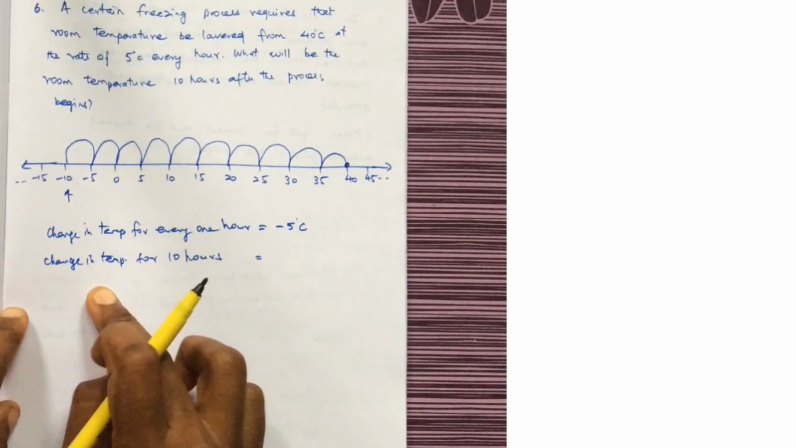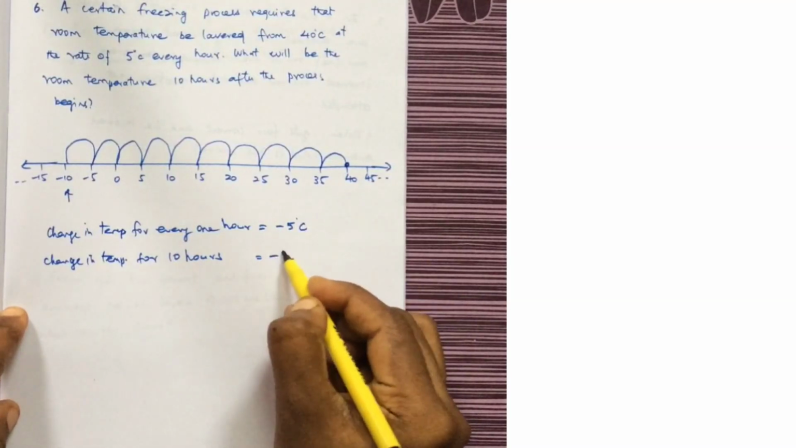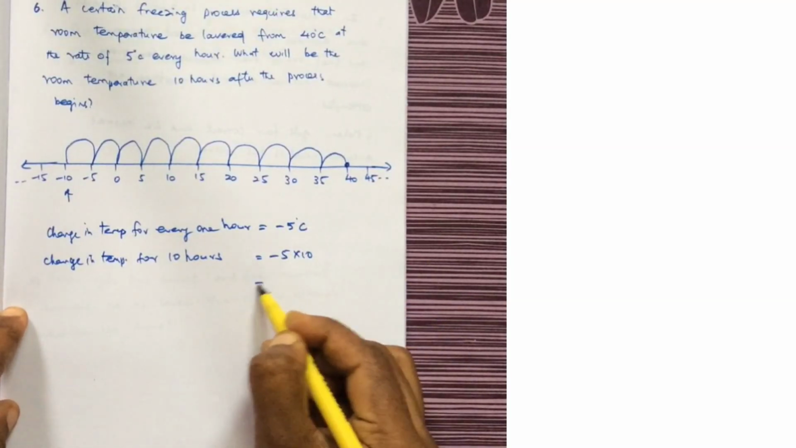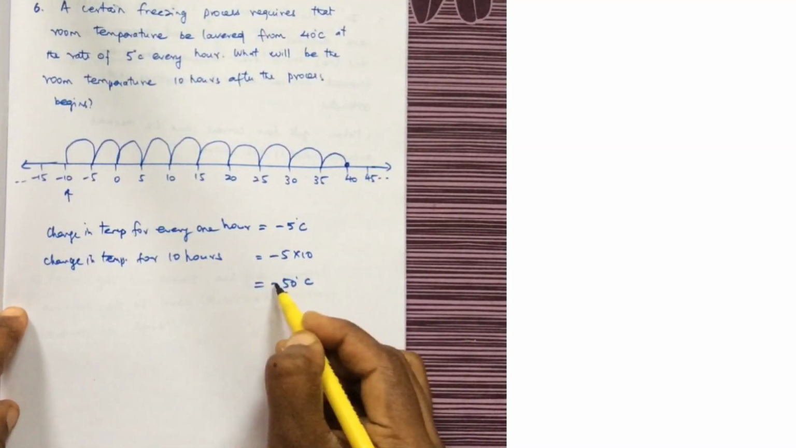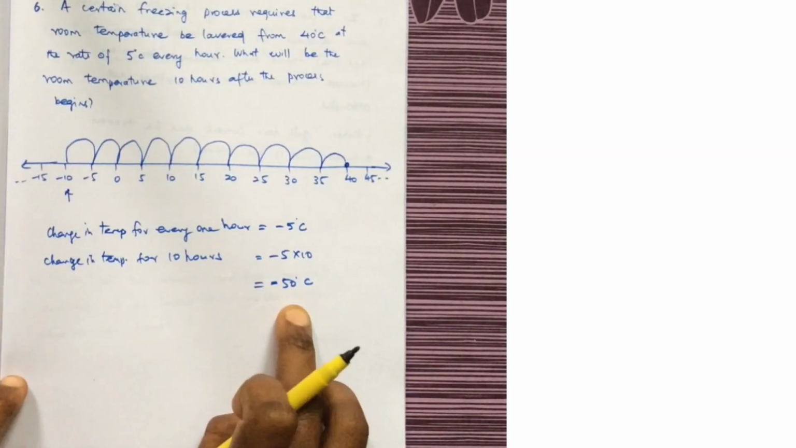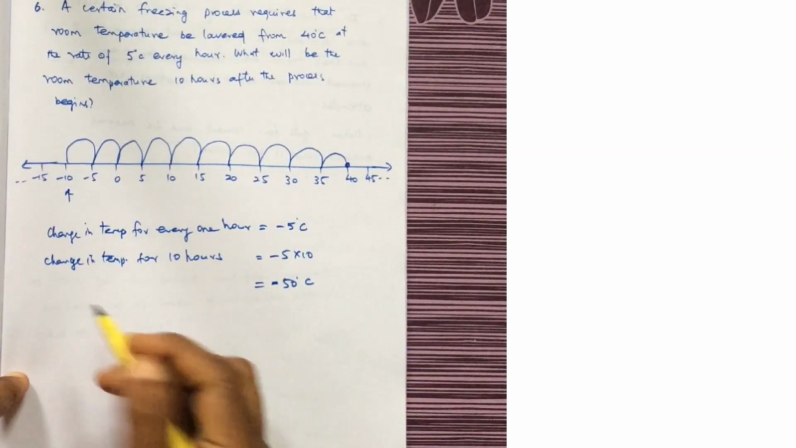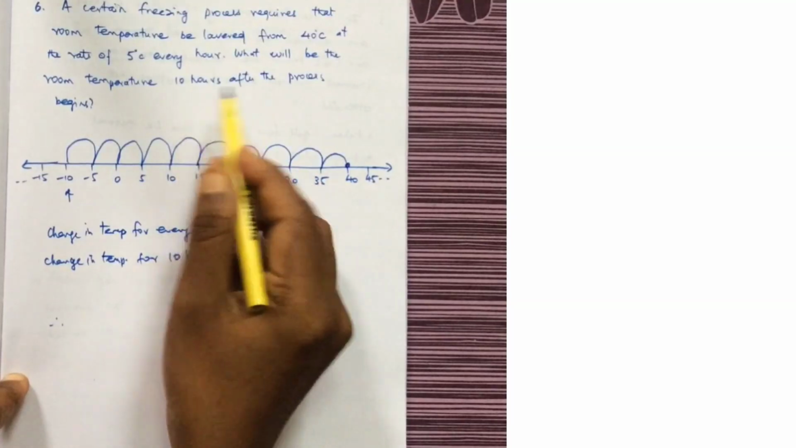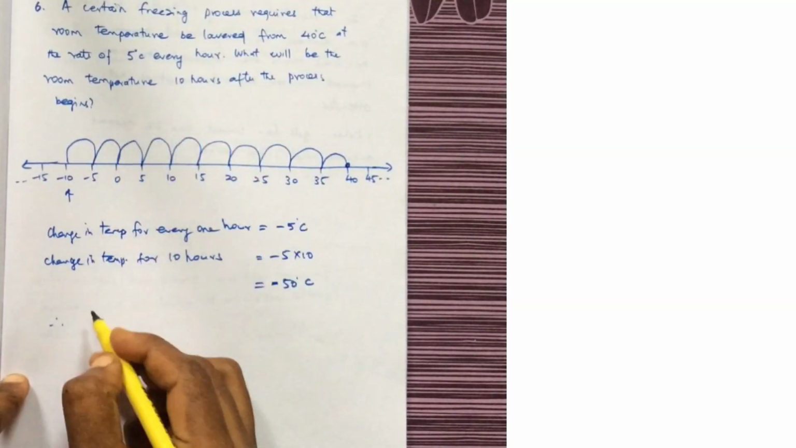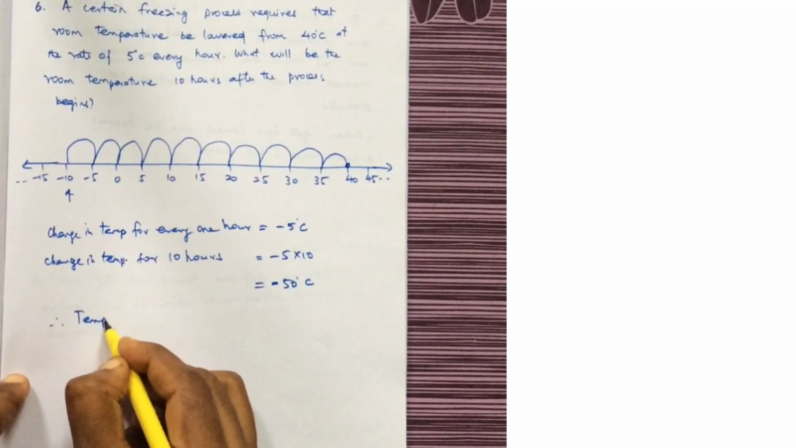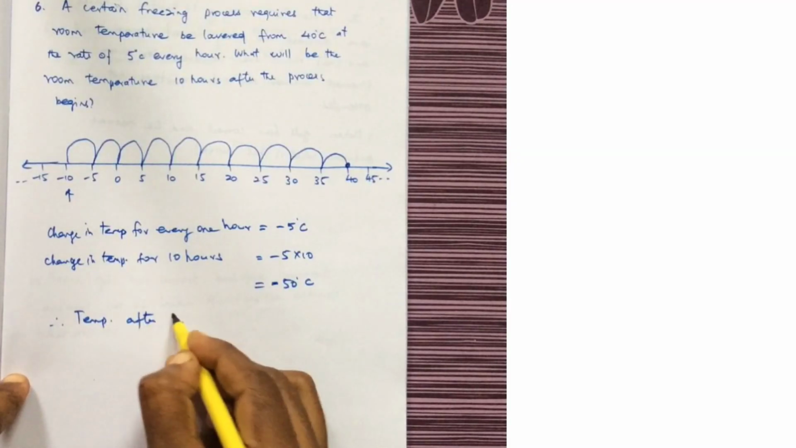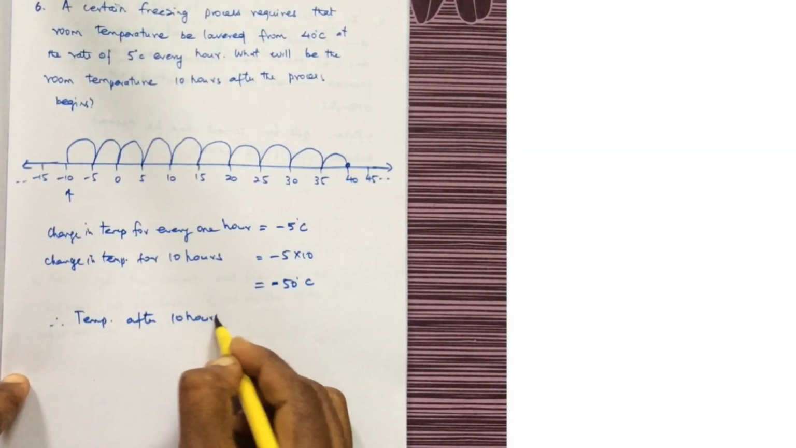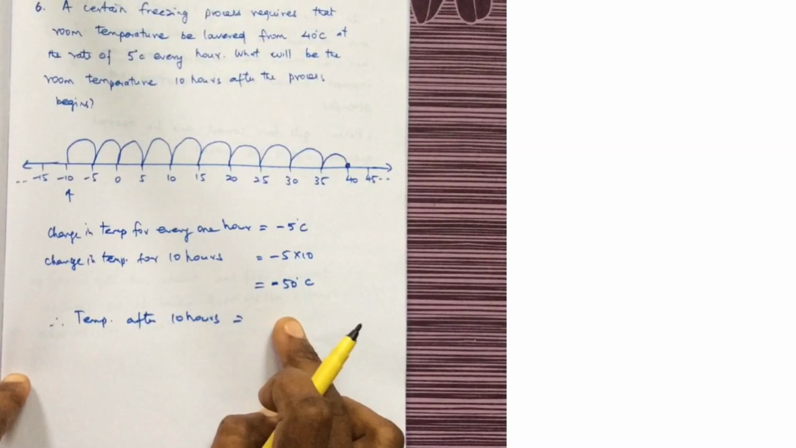Okay, if for 1 hour it is -5, what is for 10 hours? That is equal to -50 degrees. So this is the change in temperature. Therefore, they have asked for the room temperature after 10 hours. Okay, this is the change in temperature.